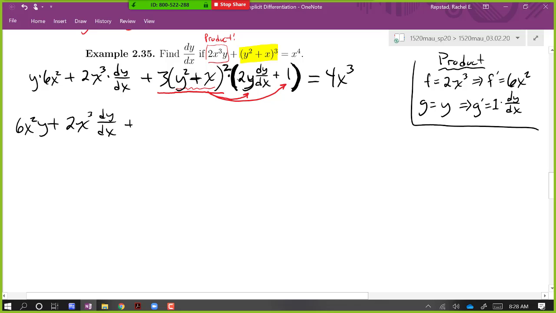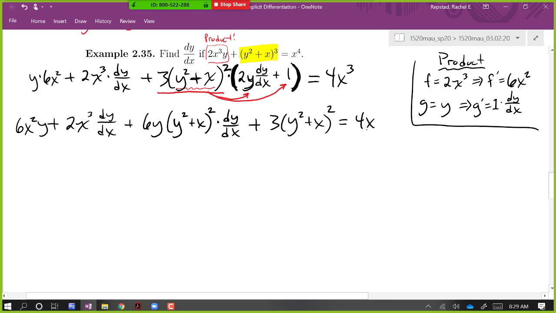Now when I distribute it to the first term, I'm going to have 3 times 2 is 6, so 6y times this parentheses squared dy dx. I've just chosen to put my dy dx at the end of the term instead of at the beginning, but it really doesn't matter. Plus, now I'll distribute it to that one term, so 3 parentheses y squared plus x squared. On the other side we have 4x cubed.